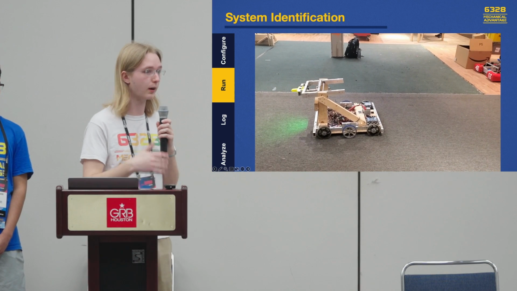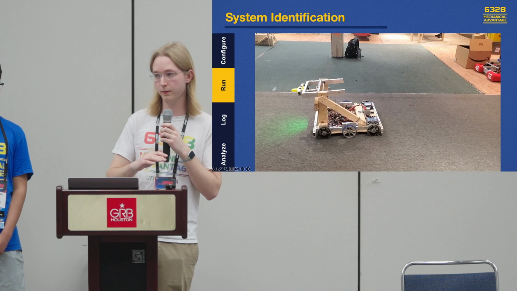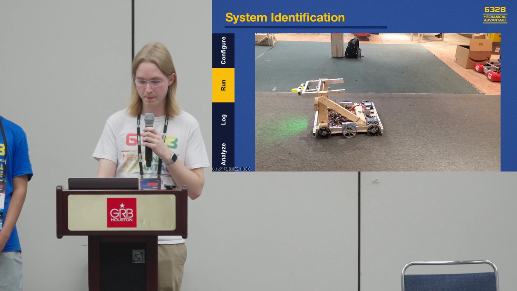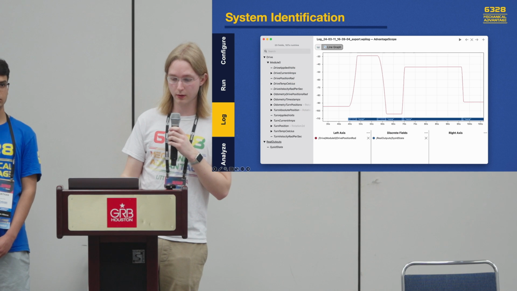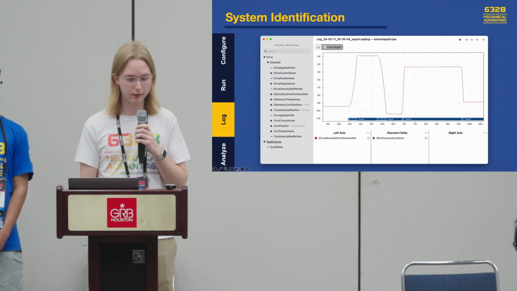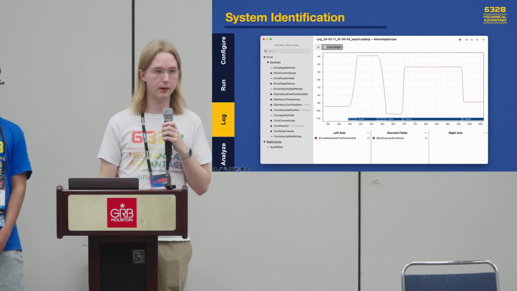So whether it's a swerve drive or flywheels or arms, all of them use these same 4 routines. So using all of that log data that we recorded during the tests, we can start to analyze it. And first, we might want to browse it in AdvantageScope.